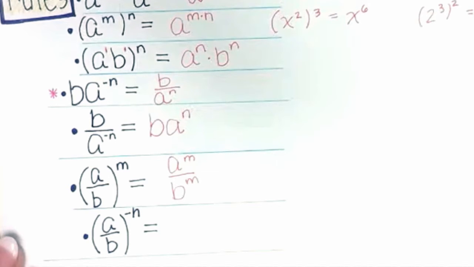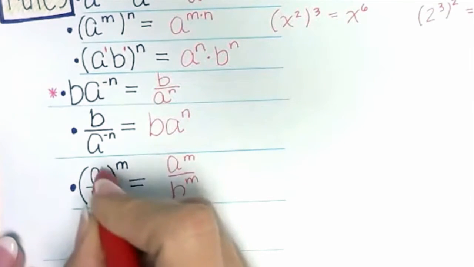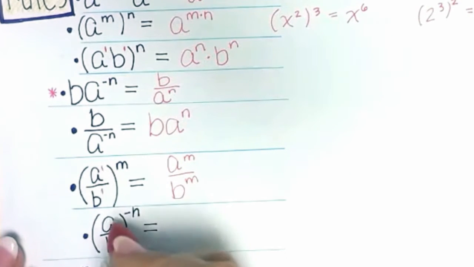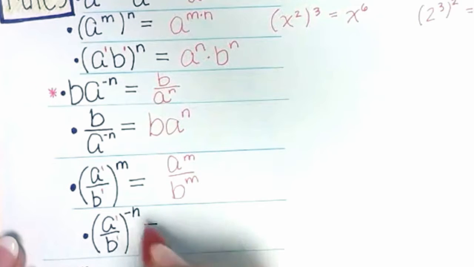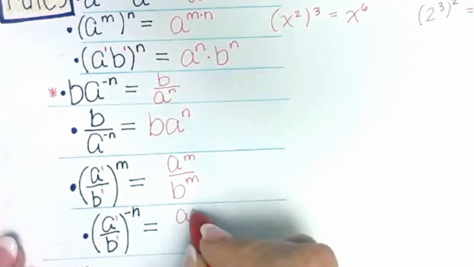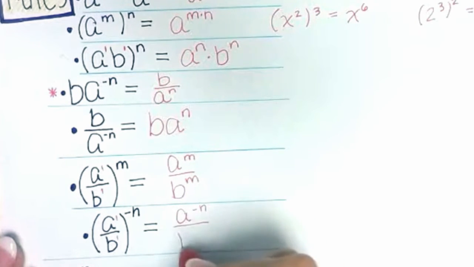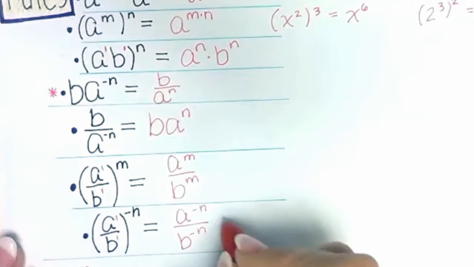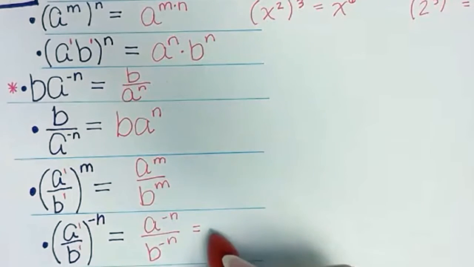Next, we have a over b once again, but this time they're raised to the negative n power. Since the inside powers are 1 times negative n is negative n, that left me with a to the negative n over b to the negative n.